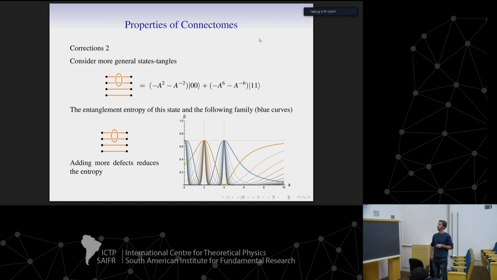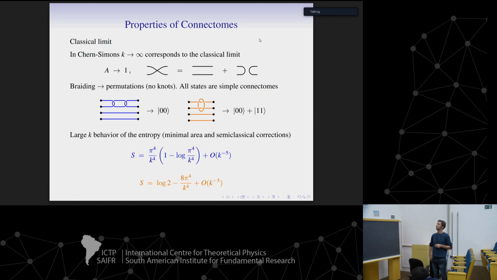So you can think of this more complex diagram as some kind of quantum correction, because if you take the limit k equals infinity in Chern-Simons theory, this is the classical limit of Chern-Simons. In this case, the skein relation becomes simply the braid group, and this kind of diagram becomes simply a permutation. So this means that if you try to make a knot in terms of permutations, it is actually not a knot. You can always reduce it to a collection of circles.